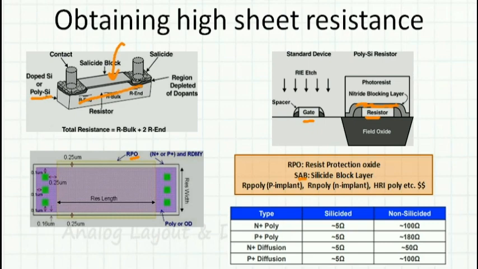And as I told you earlier, we can put some implants like P plus implant, N minus implant, N implant, P implant in order to change the resistivity of the polyresistor, and I can also use a high resistance implant in order to increase the resistivity of the polyresistor. But mind you that it comes at a cost, and this generally has an extra mask. And here we observe that a non-silicided poly has a higher sheet resistance and a silicided poly has a lower sheet resistance.